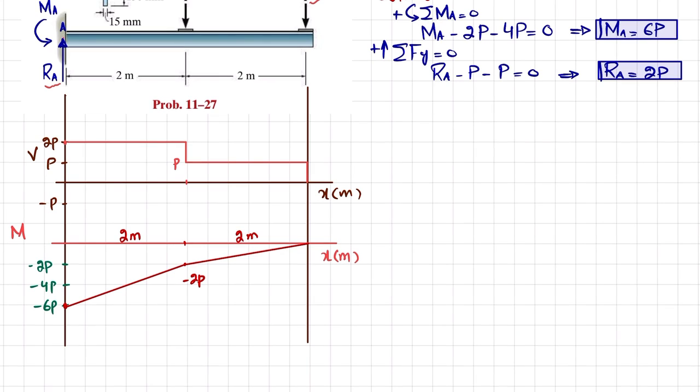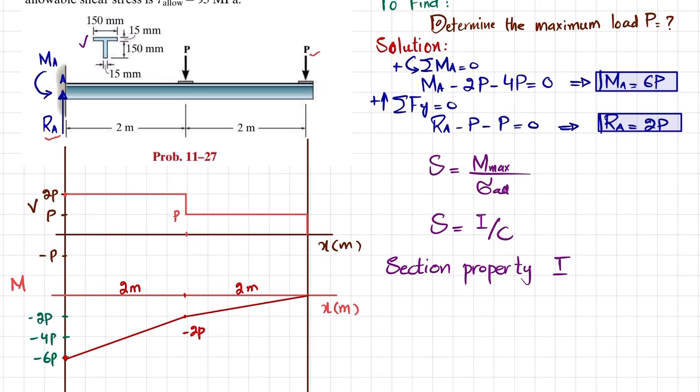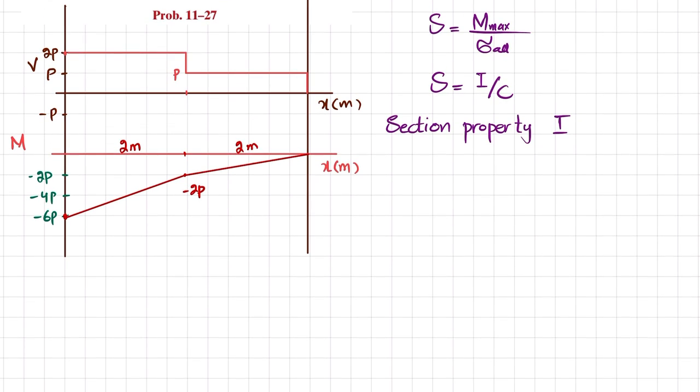Now we know that the section modulus is equal to the maximum bending moment divided by the allowable bending stress. We do not have the section modulus, but we are given the cross section of this T shape. We know that the section modulus is also equal to I divided by C, where I is the second moment of inertia. So we'll find the section property I. For that, I will draw this cross section of the beam. Let me draw it.